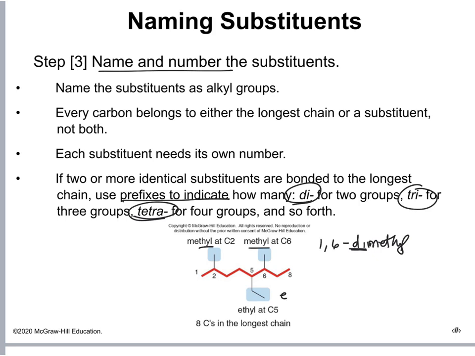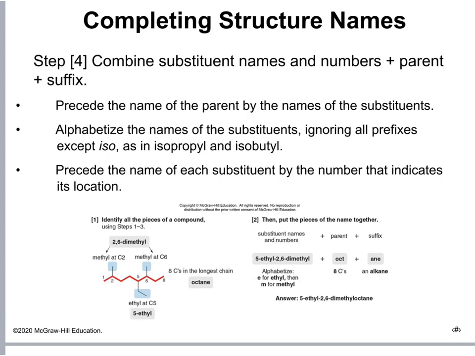And this would just be ethyl. And when there's just one, you don't do mono or anything. That's just 5-ethyl. And so here, you're going to add them all together to make one name. And so you see here, and why did the 5 come first? Because ethyl, E comes before M in the alphabet.